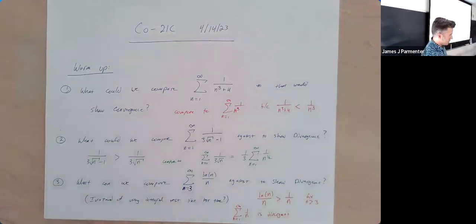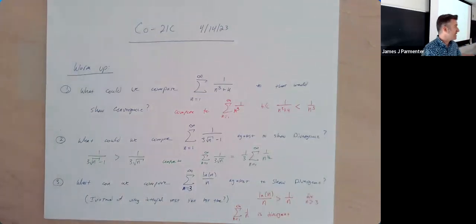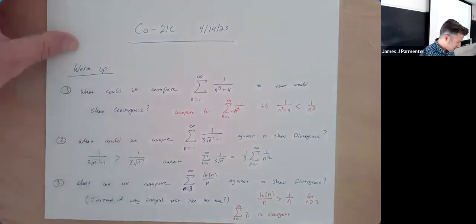Questions about any of these? So the comparison test is nice because it lets us say, if we think something converges, we can compare it to something we know converges as long as it's smaller than it, and that shows convergence. Likewise, similarly for divergence. Let's write down the test just so we have it fully written here.